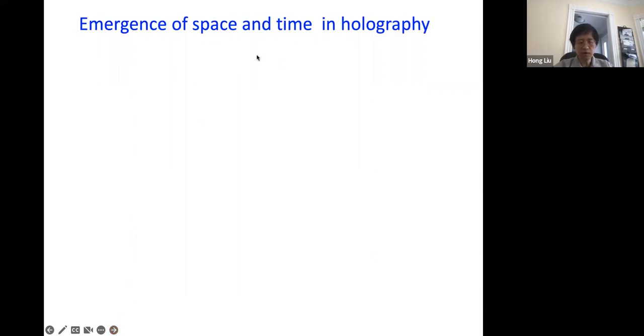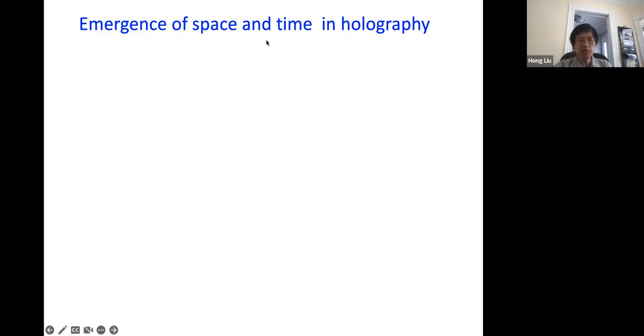One of the prime questions in quantum gravity is how space and time emerge in the semi-classical limit of a quantum gravitational theory. Because in the full quantum regime, we expect space and time to fluctuate, geometry fluctuates. So it's not clear there's a well-defined notion of geometry, or of geometric concepts such as space or time.